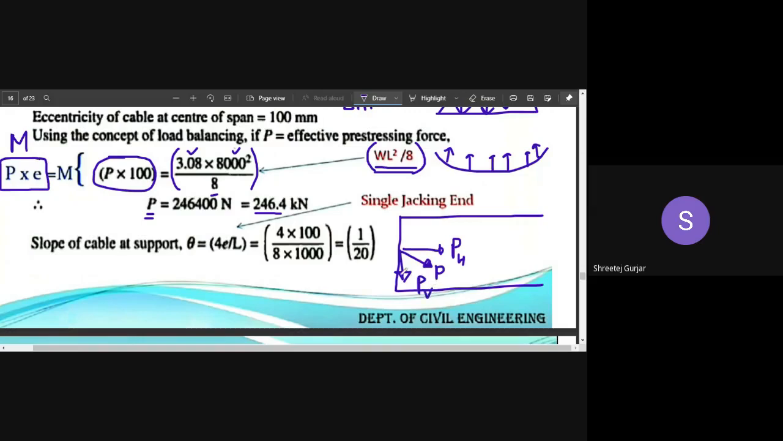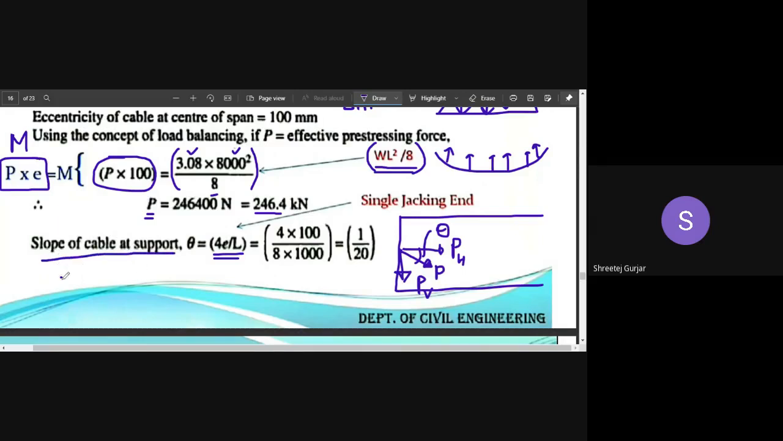Okay, I hope you recall this, and this is the angle theta. This is your angle theta at the support we are considering. So the theta formula, we know, is 4E by L. This is for a parabolic cable, giving the slope of the cable at the support.